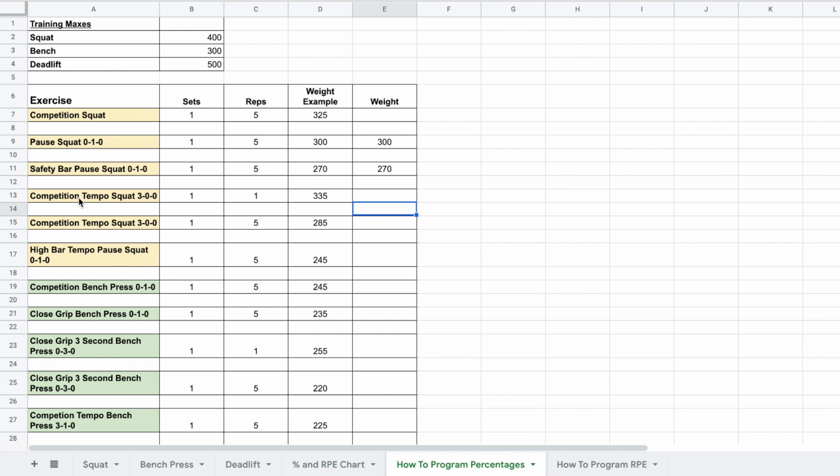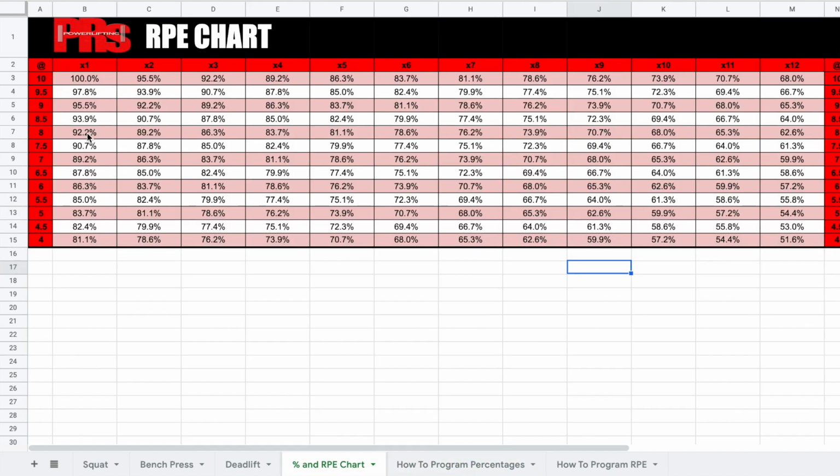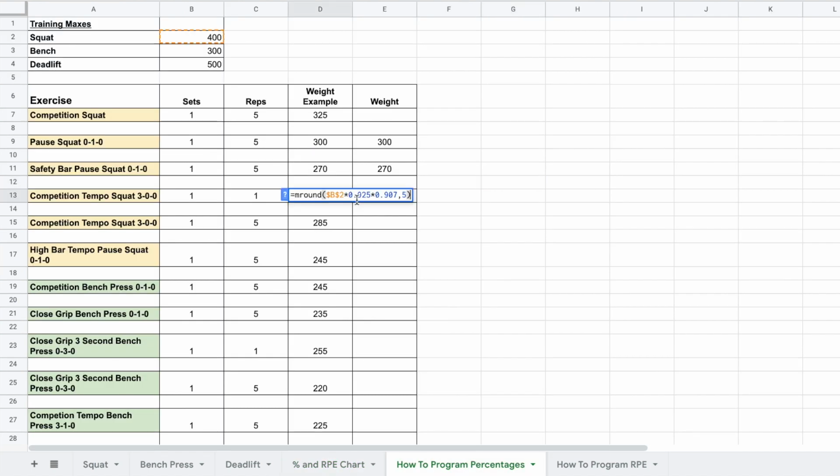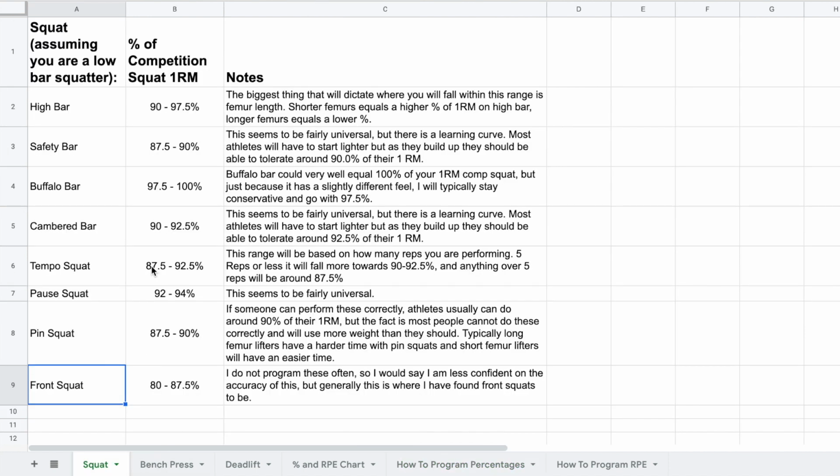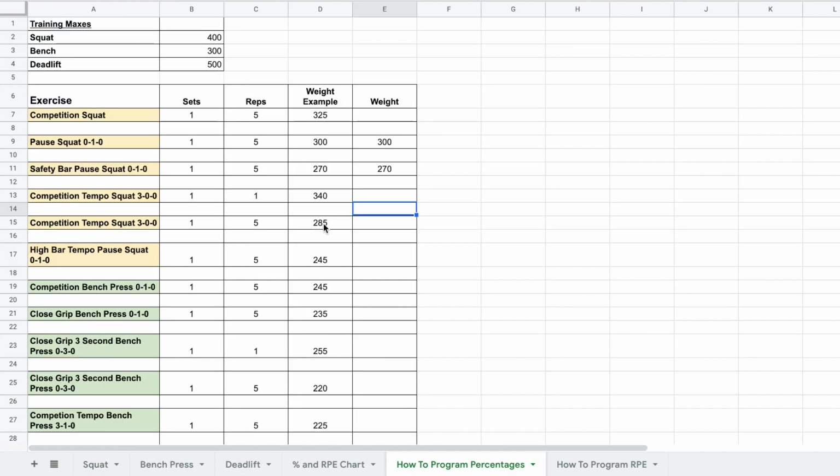So here we've got one set of a single on a tempo squat. I've got 90.7 as the percentage. If I do 1 rep at an 8 RPE, actually I did that wrong, it should be 92.2%. So let's change that: 92.2% for an 8 RPE. For the tempo, I have 0.925. I said tempo is 87.5 to 92.5%, so it's going to adjust. If I want to do a set of 5, I need to change that. So I'm going to copy and paste this down here. Right now I have this as if I did 1 rep.